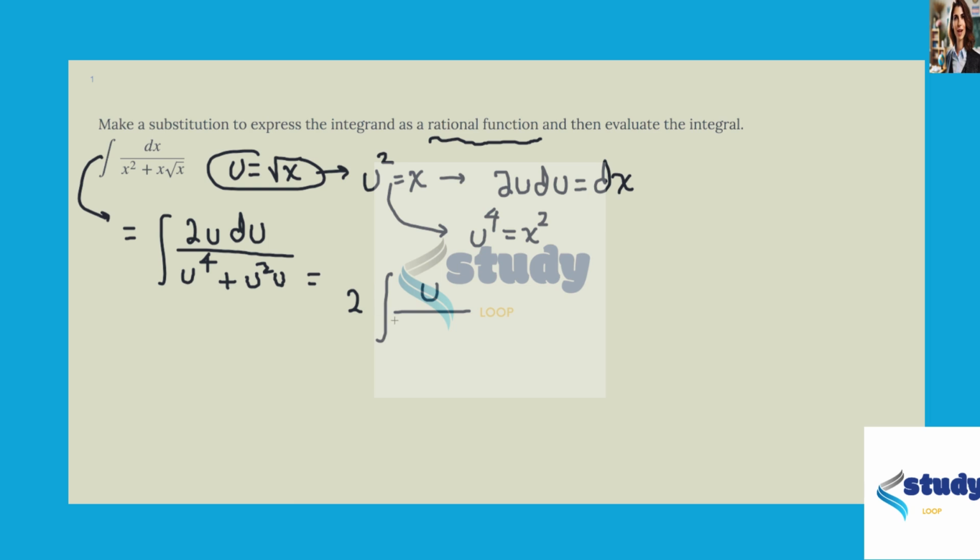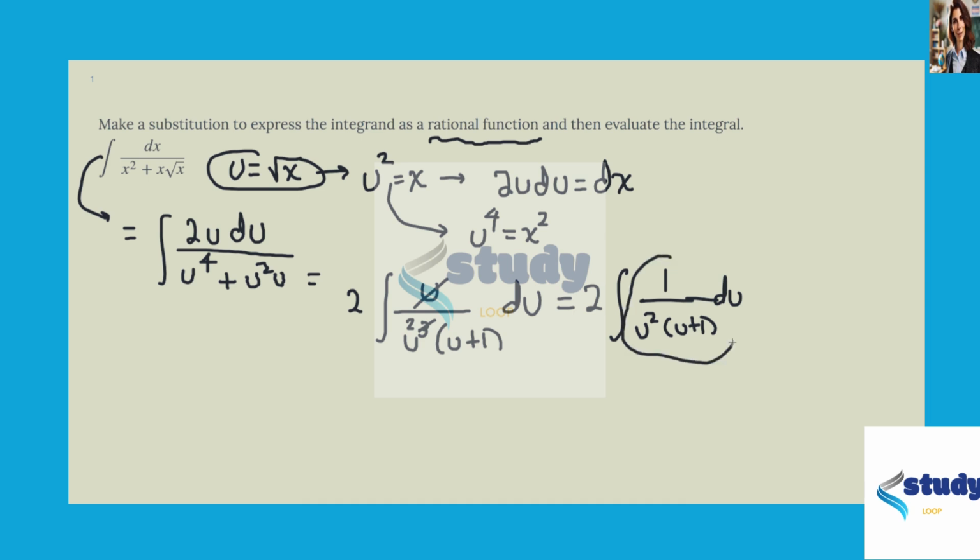We can take a u out. We can factor out a u in the denominator. And we could even cancel a u here. So now we have 1 over u squared, u plus 1, du. Now let's go ahead and do a partial fraction decomposition on our rational function. So we have 1 over u squared, u plus 1.